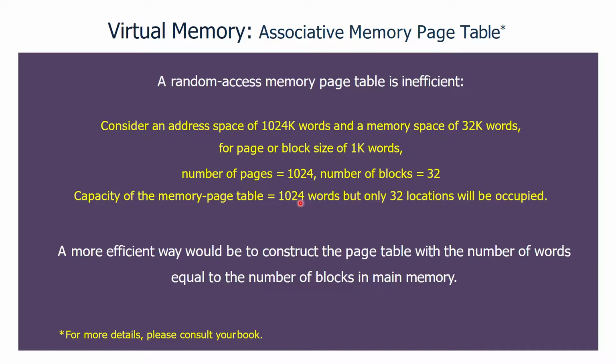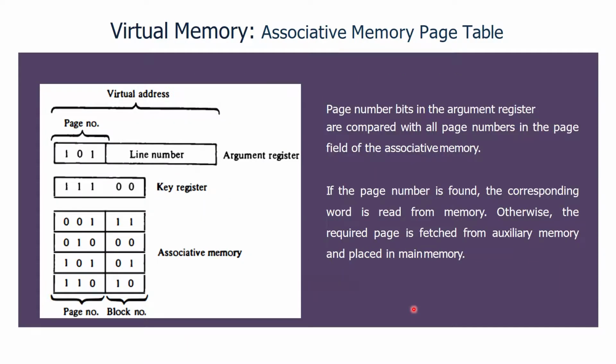The capacity of the memory page table is 1024 words, but only 32 locations will be occupied. This means, in the form of K, 1024K and 32K, so we are wasting a lot of memory in this. A memory efficient way should be constructed so that the page table with the number of words should be equal to the number of blocks in the main memory. So there should not be wastage of memory. Okay, so this associative memory page table is how we try to handle that problem.